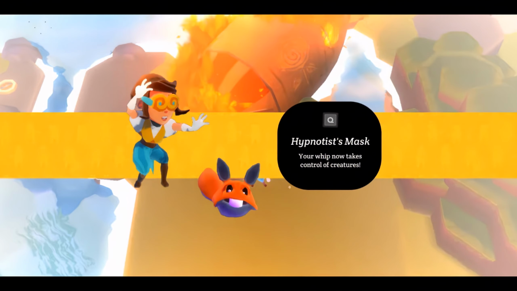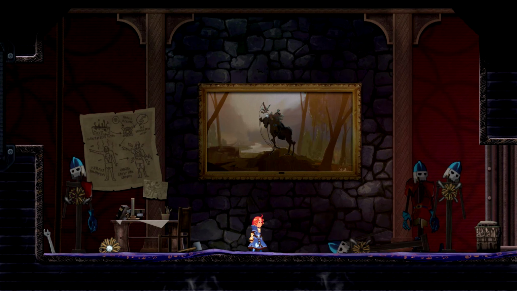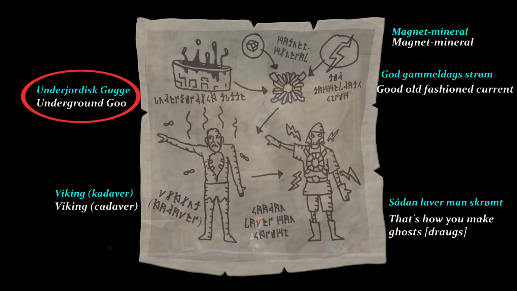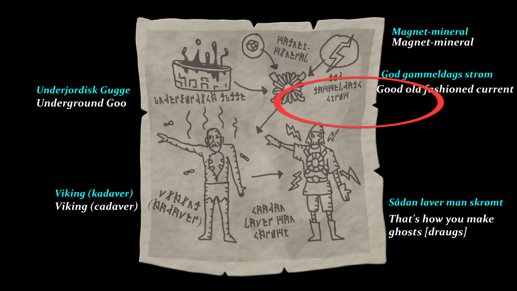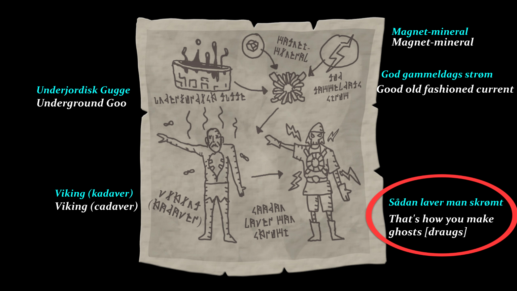As shown in Rain's other games, the nation of Mesmer specializes in mind control devices. In this room, Galvan has a diagram of his process for reviving the dead. Underground goo, magnet mineral, good old-fashioned current, Viking cadaver. That's how you make ghosts.